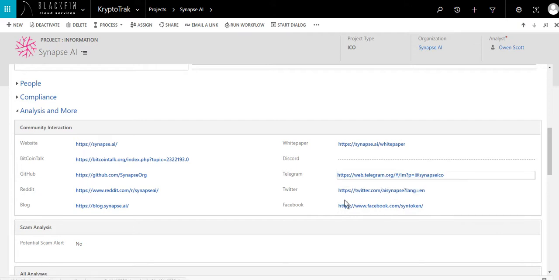And we've got a Telegram channel, we've got Twitter, and we've got Facebook. So this is the community right here, and this is how they're interacting with it. When you see a lot of robust links and you visit these places and you see, in this case, 32,000 people in the Telegram channel, you know you've got a pretty solid community.